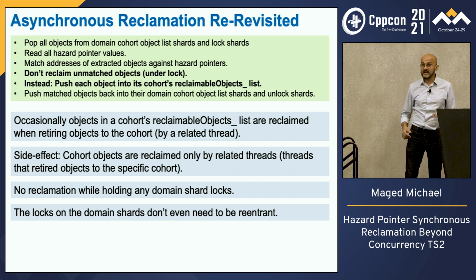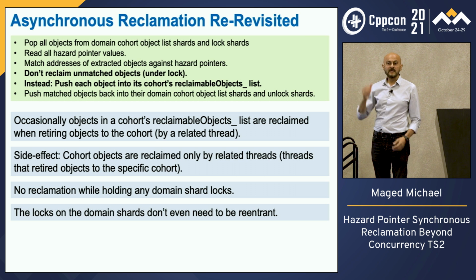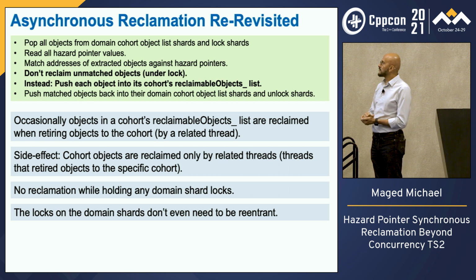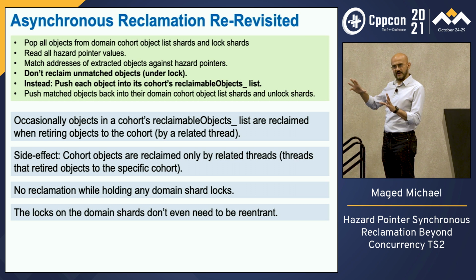I had a question. Go ahead. Is there a reason you're popping the objects from the list instead of just iterating through it? Is there a reason why you're popping the objects and then matching for addresses instead of just going over the list? Yes. I'll repeat the question: why are we popping the objects from the shards before checking the hazard pointers?